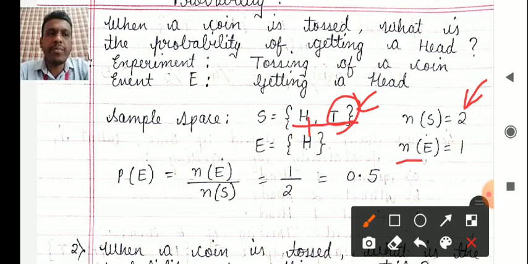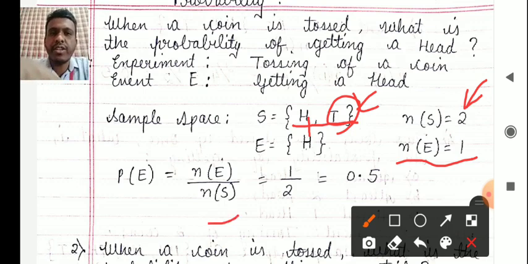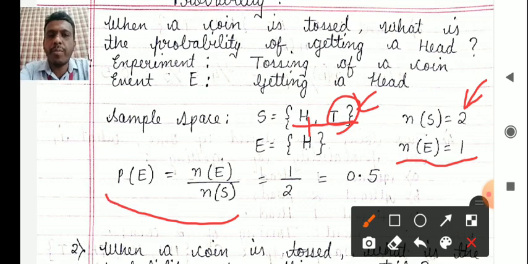Now what is the number of items in set E? It is equal to 1. What is the mathematical definition of probability? Probability of any event is equal to the number of items in that set divided by the total number of possible items, that is, the number of items in the sample space.